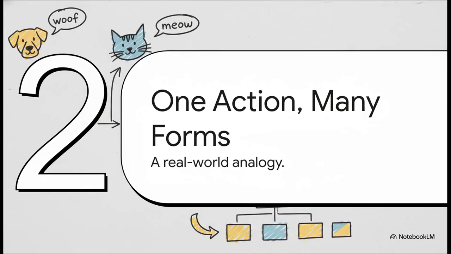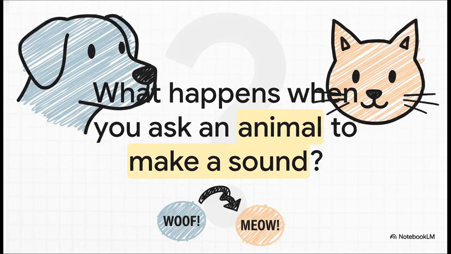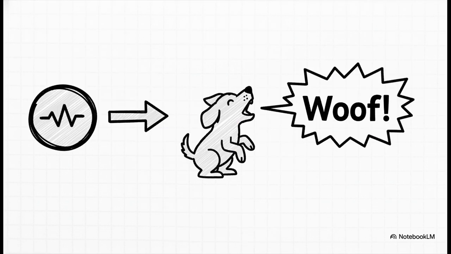Okay, so keeping that many forms idea in our heads, let's step away from the code for a second. Let's use a really simple, real-world example to see what this actually looks like. So let me ask you a question. Imagine you have just one single command you can give, make a sound. What do you think happens when you give that exact same command to a bunch of different animals? Well, if you tell a dog to make a sound, you get a pretty specific response, right? You get a woof.